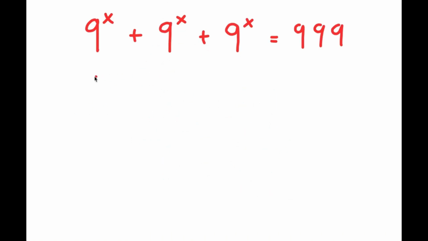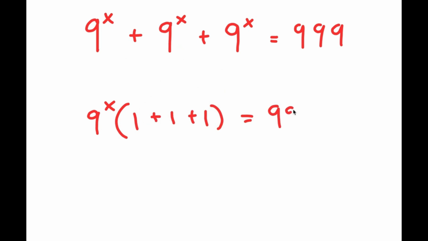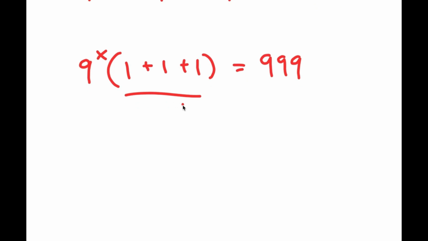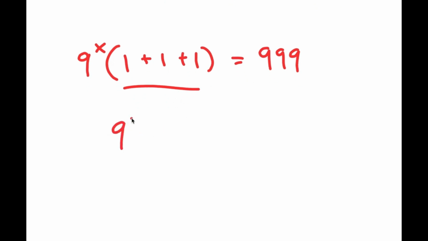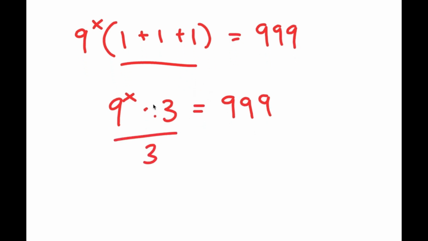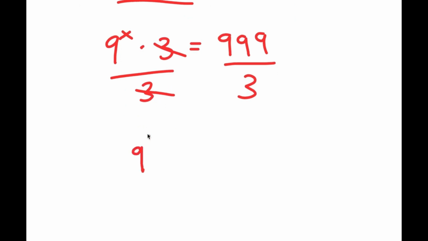Alright, I'm going to start off by factoring out 9 to the power of x from my left-hand side, because all my terms are 9 to the power of x. And from here, 1 plus 1 plus 1 is going to be 3. So I get 9 to the power of x times 3 is equal to 999. So now I can divide both sides by 3 so we can isolate x. So now I get 9 to the power of x is equal to 999 divided by 3, which is 333.